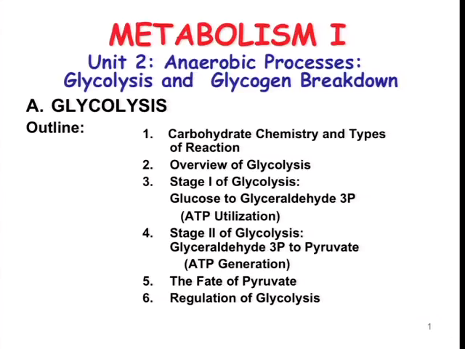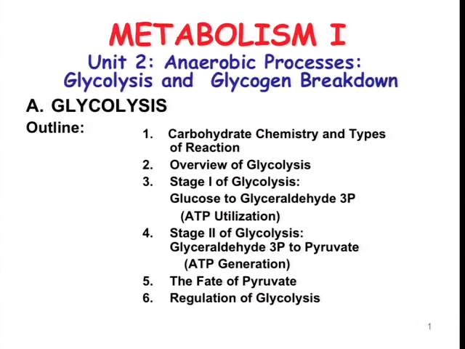So again, the study of metabolism in biochemistry is a nice mesh with nutrition, because of vitamins and other things that are involved, and physiology because of the function and the work that you need.